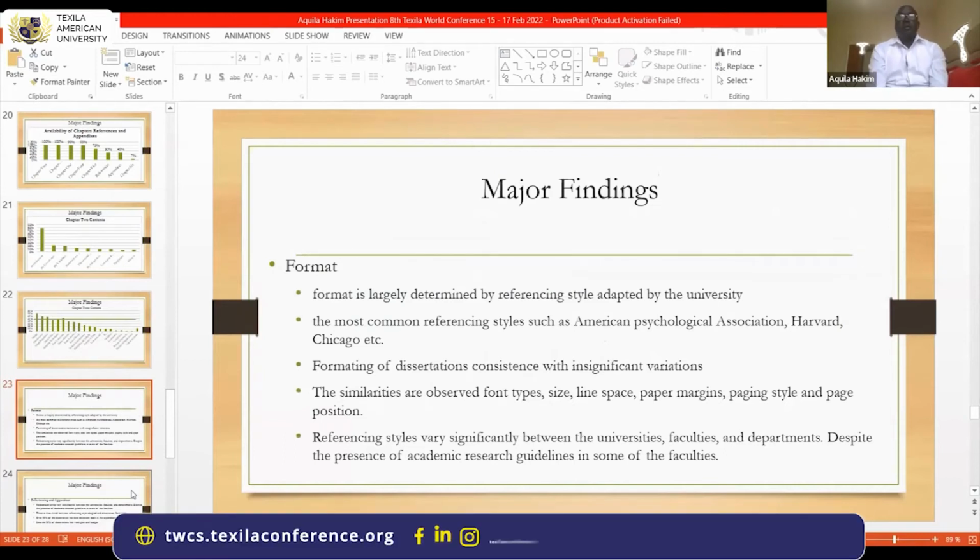The formats were mostly that the format is largely determined by the referencing style adopted by the university, meaning that the referencing style is the one that determines what kind of format that you will use. If you use the APA or the Harvard, that will entail what kind of formatting of the text that you can use. The most common referencing styles, such as the American Psychological Association, Harvard and Chicago, were the most used in the 5 universities.